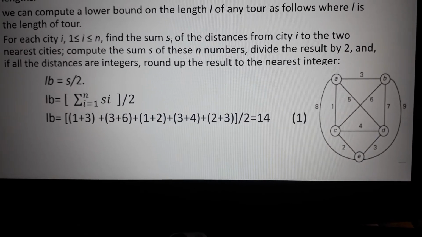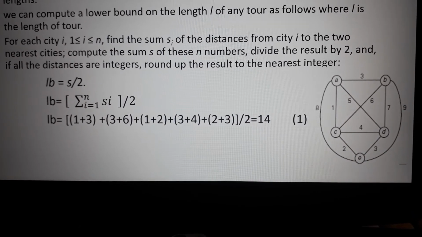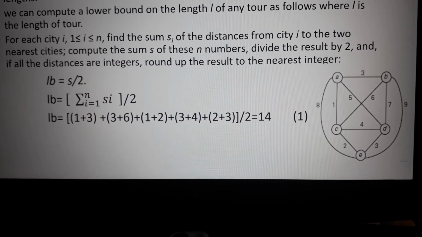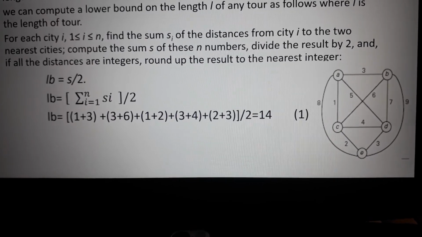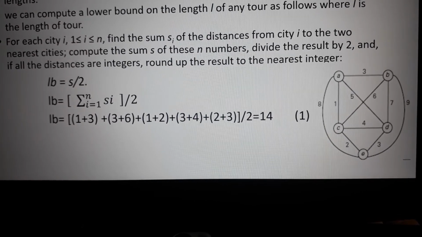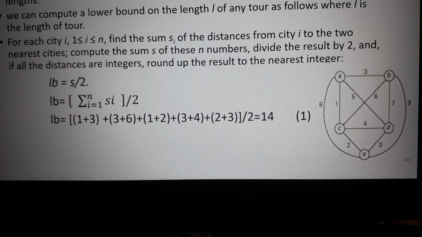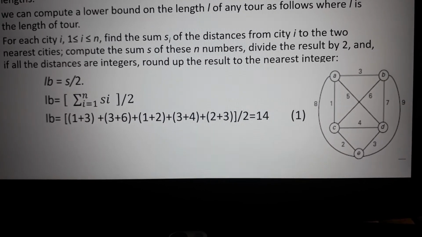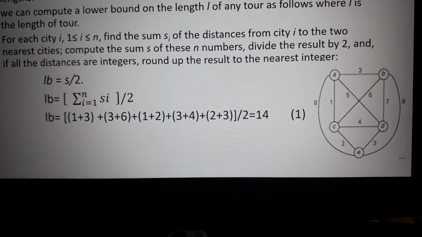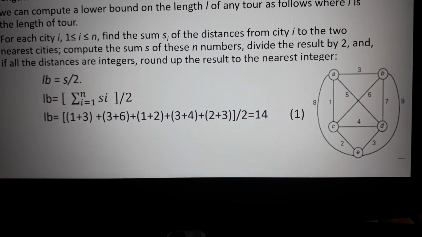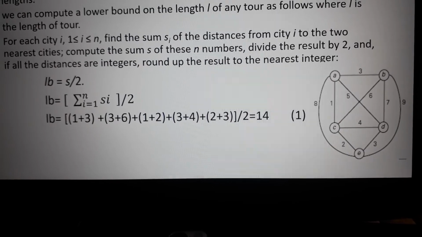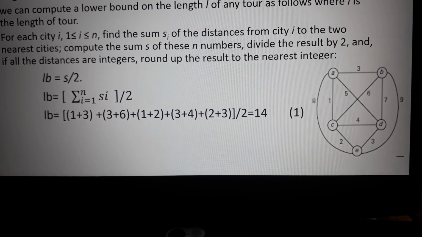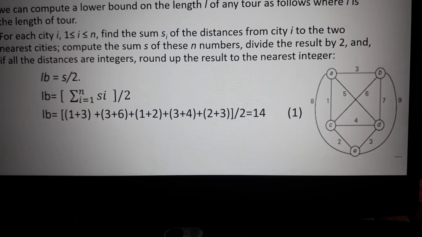This 1 plus 3 is the sum of the two minimum cost distances from the city A. From the city A, there are 4 outgoing edges, 8, 1, 5 and 3. Out of these 4, the minimum cost 2 edges are 1 and 3. So we take the sum of the distances 1 plus 3. Similarly, from the city B, the two minimum cost edges out of 3, 6, 7, 9 are 3 and 6. So we are taking the sum of 3 and 6.